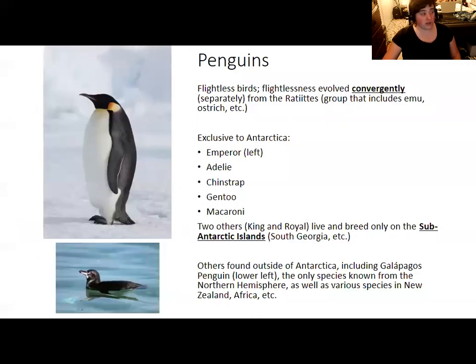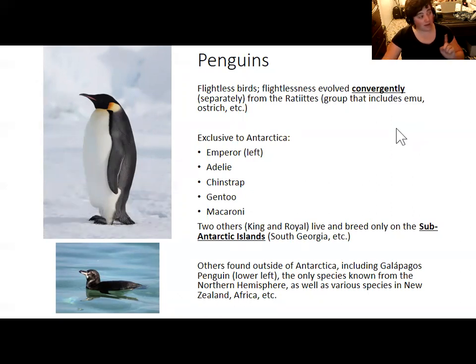So penguins are not just found in Antarctica, but they're associated with the continent because they're one of the larger animals that lives in Antarctica. They're fascinating, and there's a lot of different species that live in Antarctica. The emperor, the Adelie, the Chinstrap, the Gentoo, and the macaroni penguins all live and breed in Antarctica, and there's two more, the king penguin and the royal penguin, that live only on the subantarctic islands. You can also find penguins in South America, Africa, Australia, and New Zealand, aka former Gondwana.